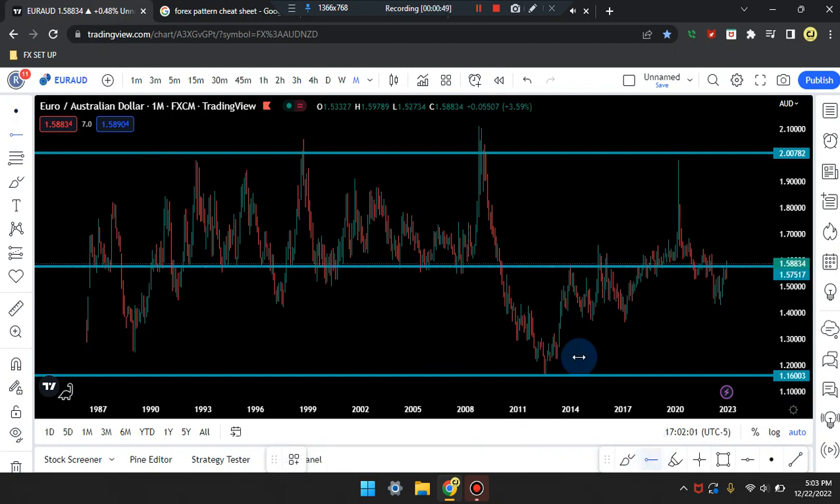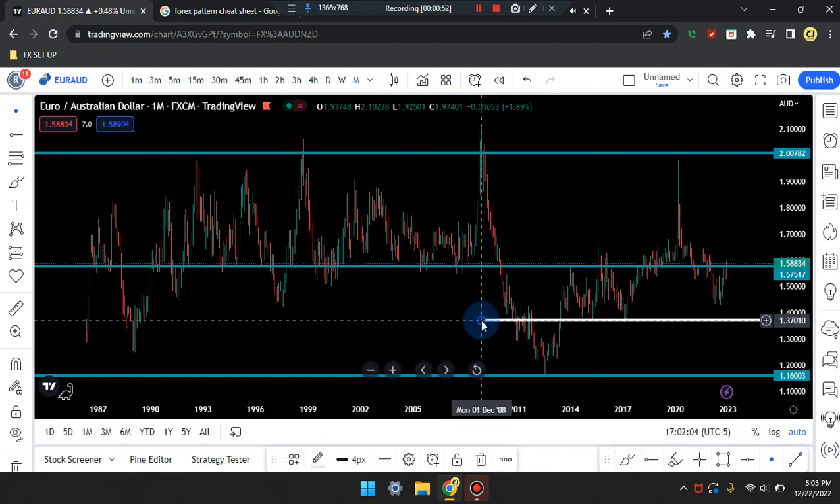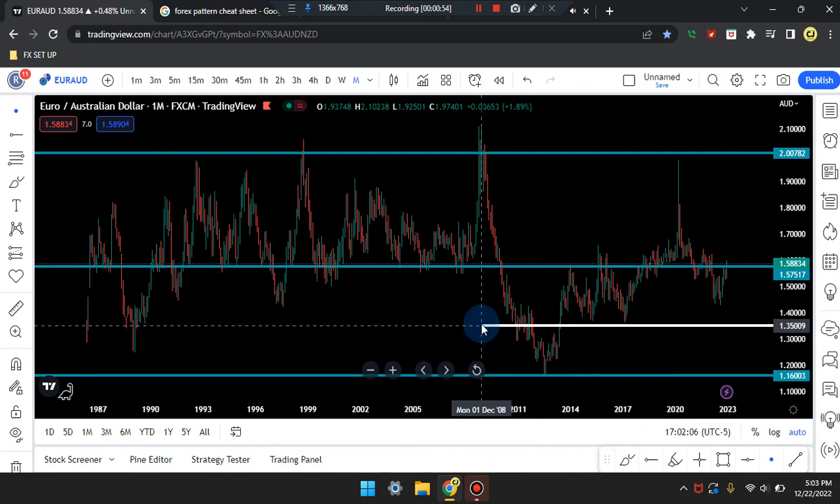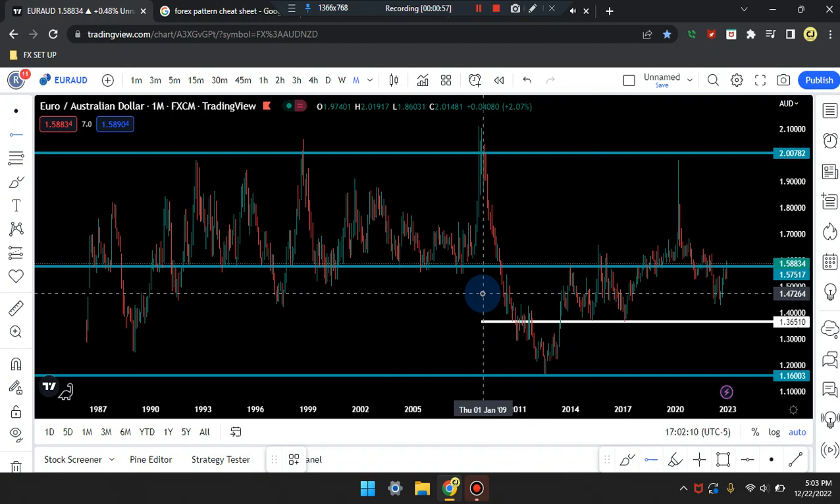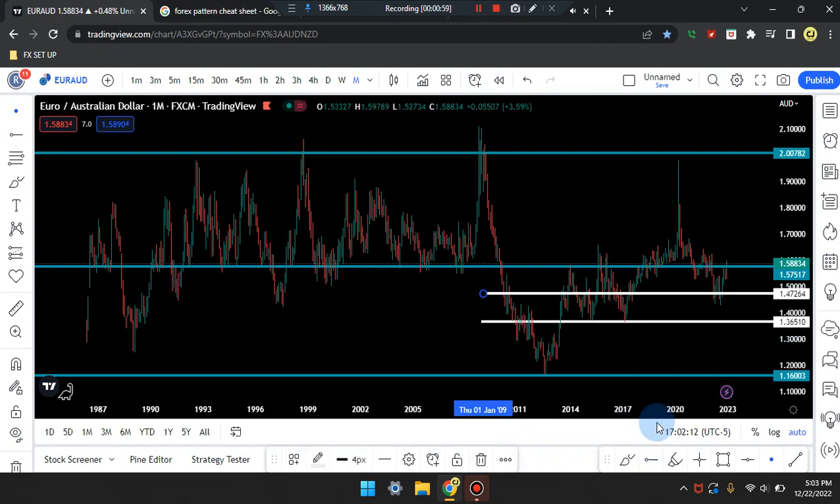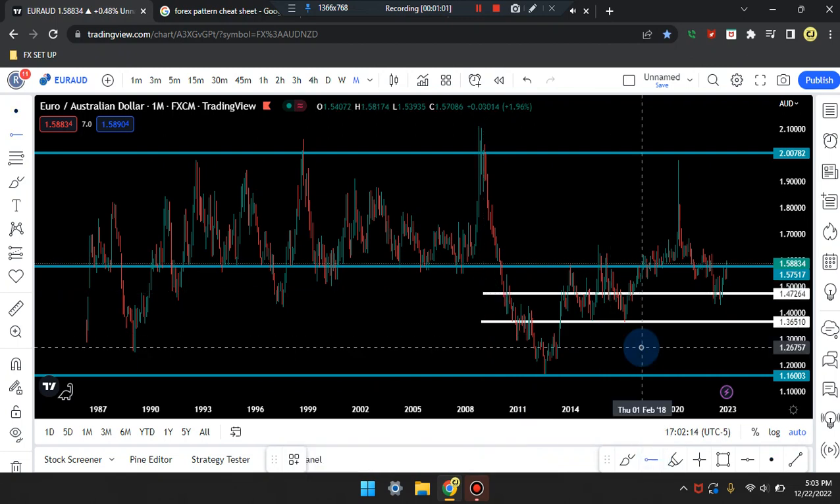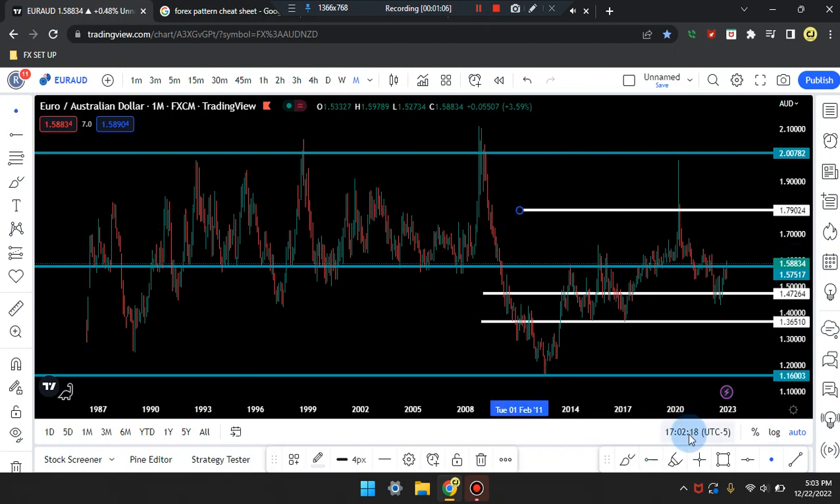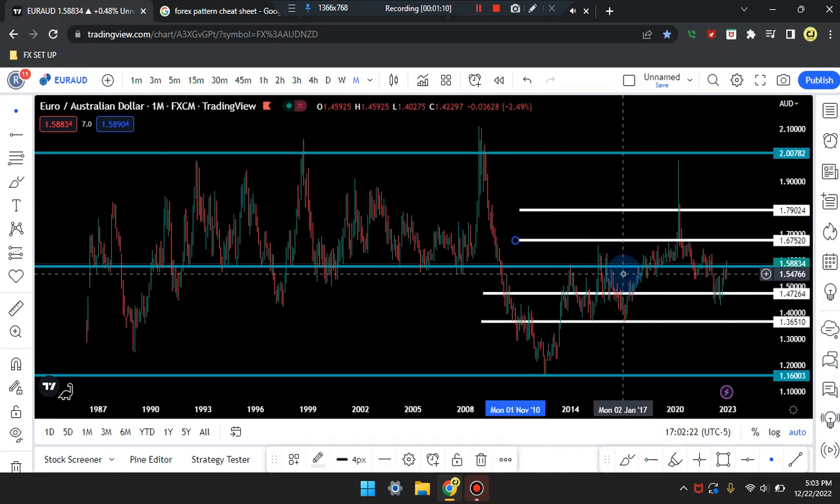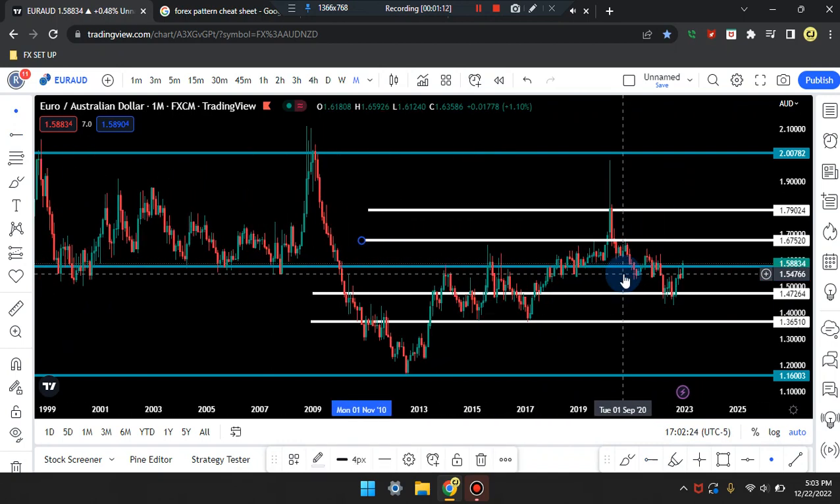Also adding second level lows, third level lows, second level highs, and third level highs. So let's zoom into price.